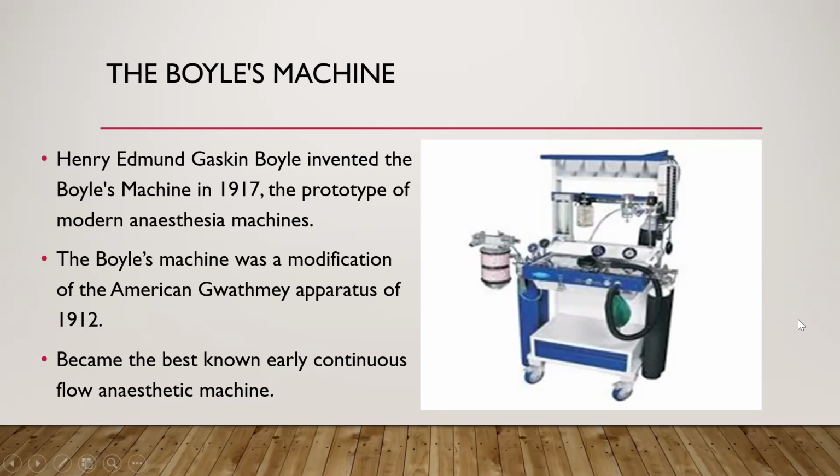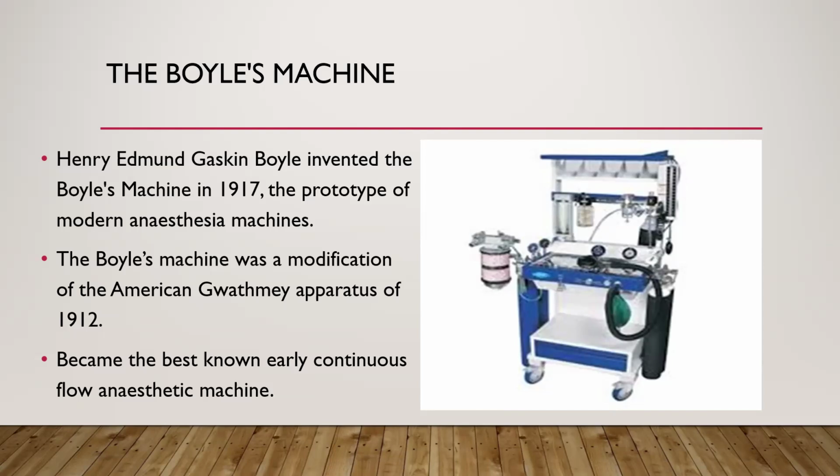All right, so this is our darling Boyle's machine, and it was invented by Henry Edmund Gaskin Boyle in 1917. It was actually a modification. The first person to be credited with the invention of an anesthetic machine is Gatsman, an American, in 1912. But Henry Boyle invented this in 1917 as a modification of the Gatsman apparatus, and it has become known as the early continuous flow anesthetic machine.